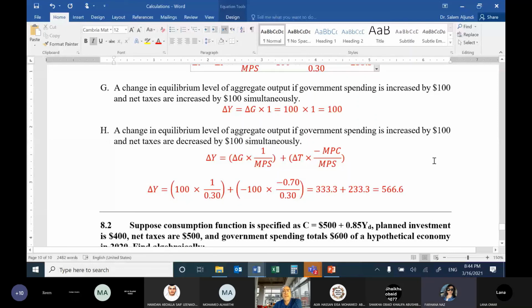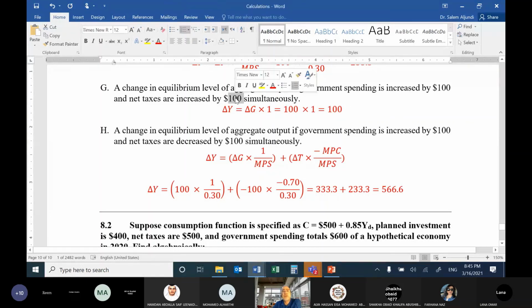I have to read G. A change in equilibrium level of aggregate output if government spending is increased by $100 and net taxes are increased by $100 simultaneously. Okay. So here we can use balance budget multiplier, which is equal to 1. Why? Because there is a change in government spending and a change in taxes in the same magnitude simultaneously. So the public budget will be in the same status.